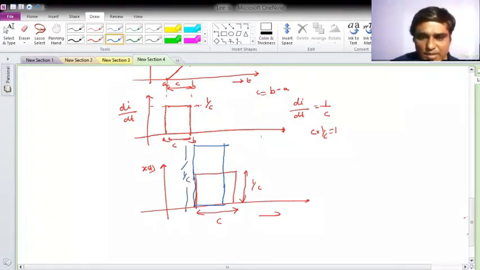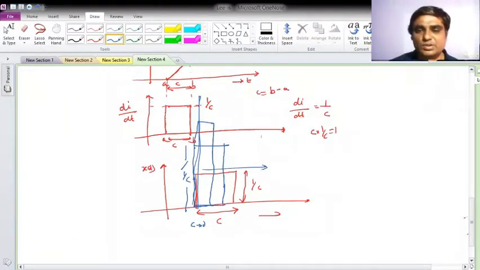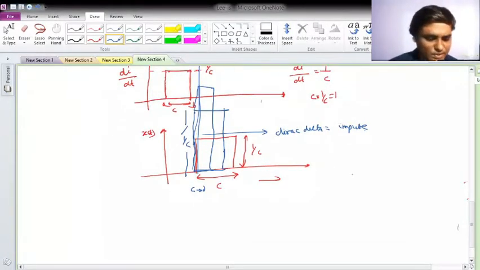Fine. Now again, if I reduce this width, what will happen? Height will increase, it will be 1 over c. So like this, if I go to c very short, or c tends to 0, what will happen? Your height will be infinite, and this infinite height with 0 width is nothing but your Dirac delta function, or you can say your impulse function. So this way you can define the impulse function or the Dirac delta function.